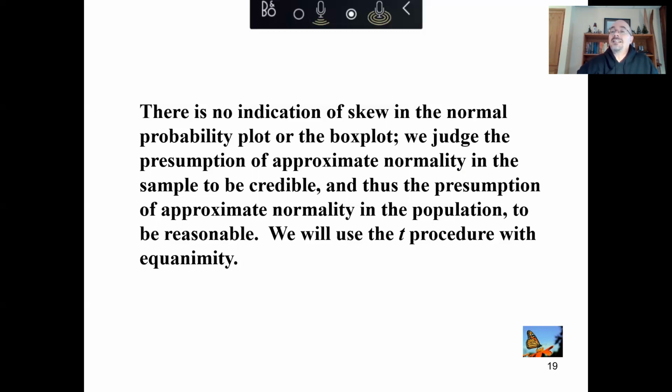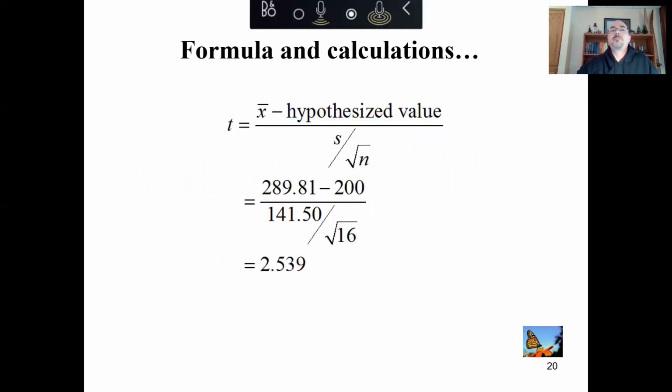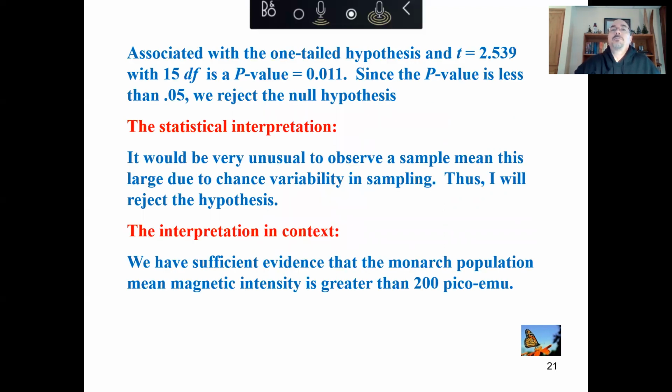We will use the T procedure for inference. Remember, when we have to use S, the standard deviation from the sample, it's a T procedure. So here's the formula that we used, okay? It's just like Z equals, but it's T equals, all right? So x-bar minus the hypothesized value divided by the standard deviation divided by the square root of N, okay? Here are the numbers plugged into it. We get a T value of 2.539.